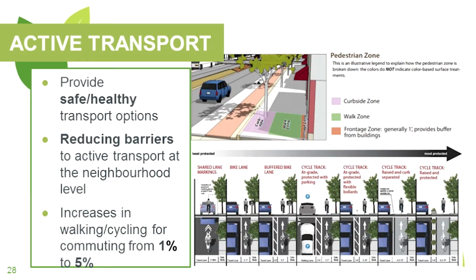One thing we really want to focus on at our neighborhood level is promoting active transport. We want to make sure there are safe and healthy transport options, and room for infrastructure such as protected bike lanes and good walking infrastructure. And we are anticipating that this will increase walking and cycling commuting by about 1% to 5% by 2050.